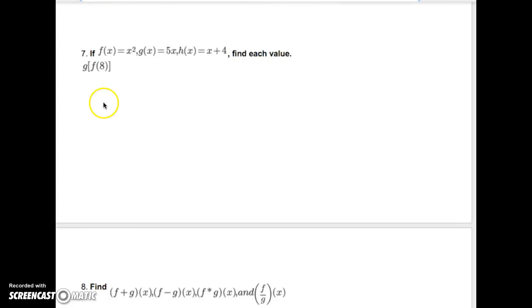So we're picking up with number 7 now. Number 7 says we have g of f of 8. So we're starting with f of 8. And f function is x squared, so we're doing 8 squared. And obviously 8 squared is 64, so we're actually plugging 64 into the g function. And g of 64, the g function is 5 times x. And our x value is 64, so we're doing 5 times 64, which is 320, and that is your answer to number 7.